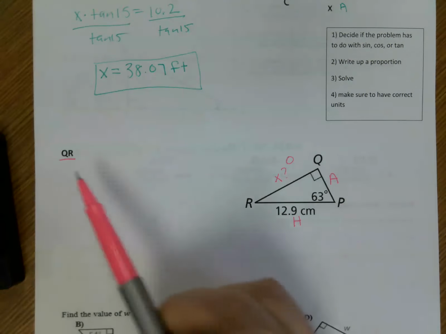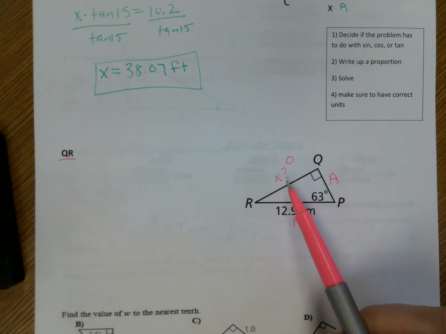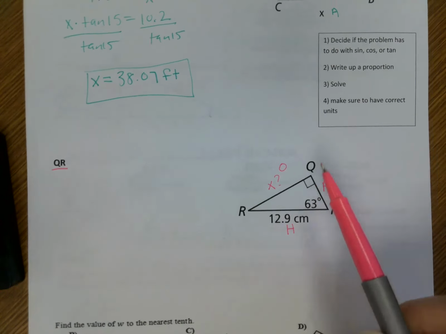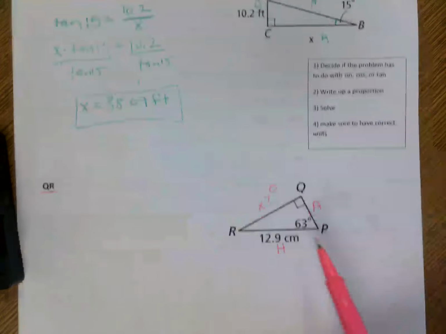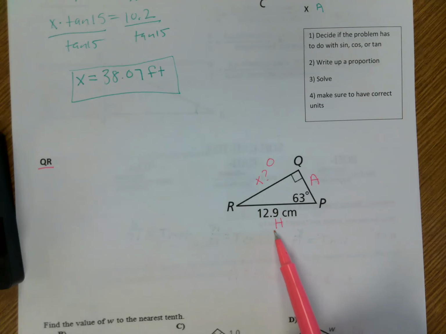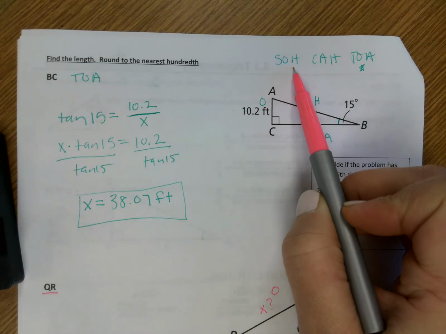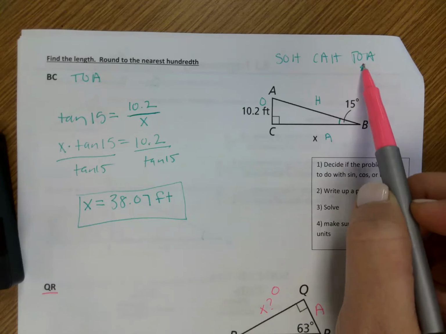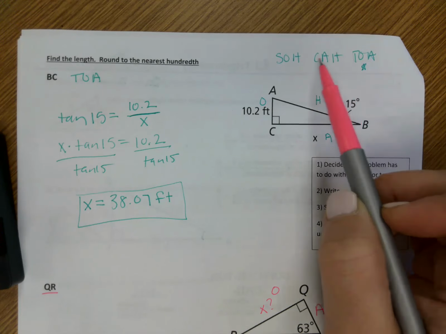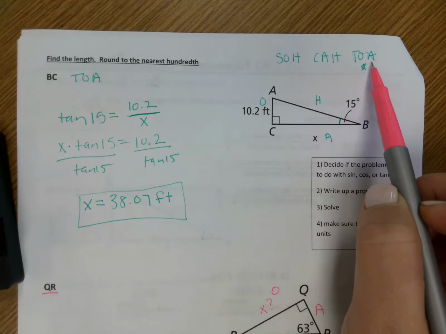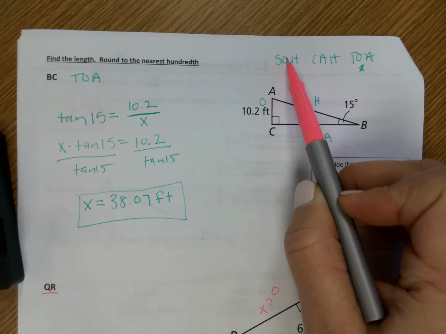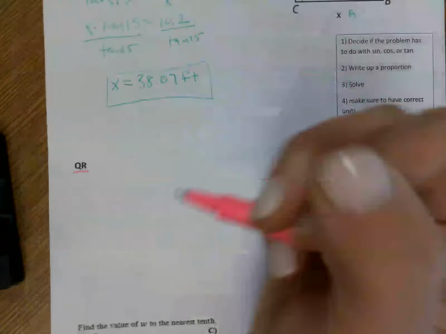So it's telling us we're looking for QR. That's this length right here. So I have to figure out, it says sine, cosine, or tangent. Looking up there, I have my hypotenuse. I'm looking for my opposite. So I think, is that sine, cosine, or tangent? I have my hypotenuse and opposite. So these two are opposite and hypotenuse, so I'm going to be using SOH.